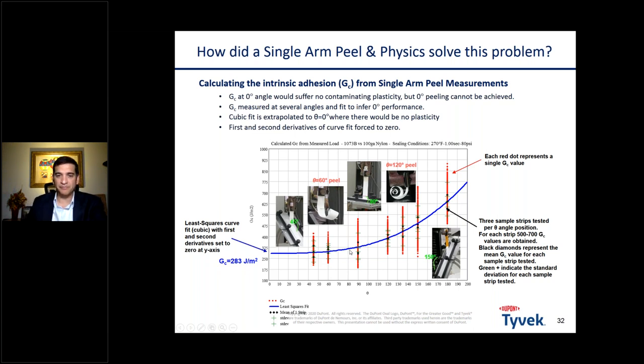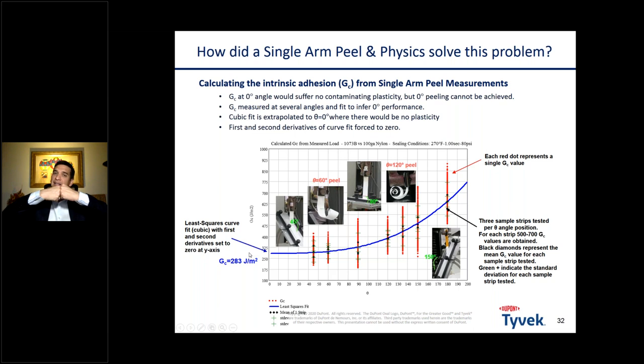What happens is that if you do enough pulls and you get a big data set, then you can run some great statistics. And the bigger the data set, as you know, the better the outcome of your statistical number will be. But we run a least square curve fit, right? Statistical modeling number package, whatever you want to call it. We run that with all this data, and we were able to then calculate what the G sub C is.